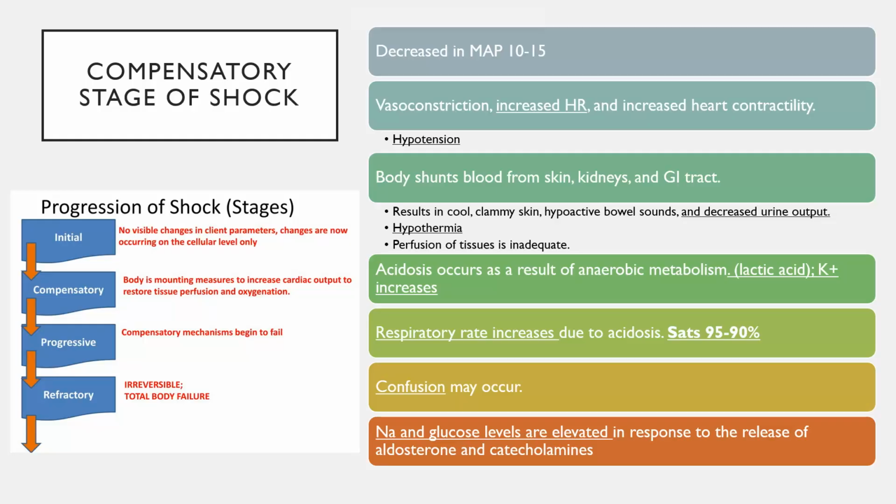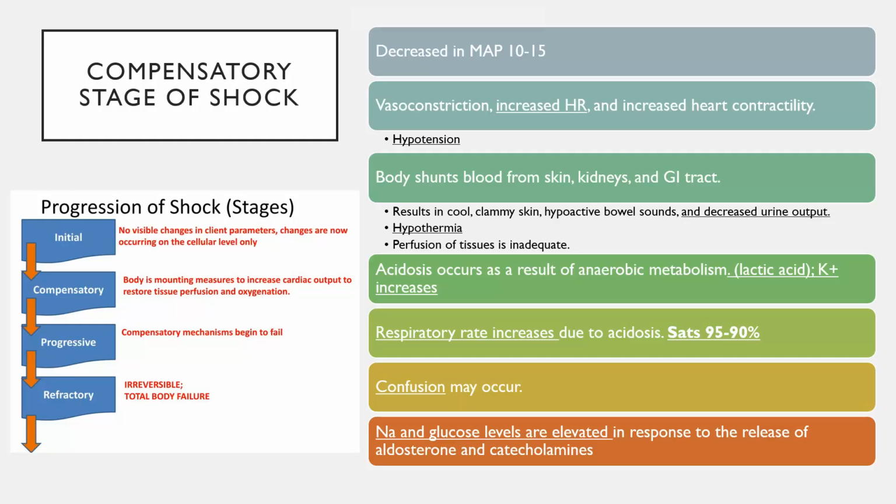The body is going to shunt blood from the skin, kidneys, and GI tract. So just like with anything, we need to perfuse our vital organs before anything else. So results in cool, clammy skin, hypoactive bowel sounds, and decreased urine output. You're going to see hypothermia. They're cooled. Perfusion of tissues is inadequate. Your body is trying to keep your vital organs alive at this point. However, it's not going to work too well if we don't correct it. So acidosis is going to occur because of that anaerobic metabolism.